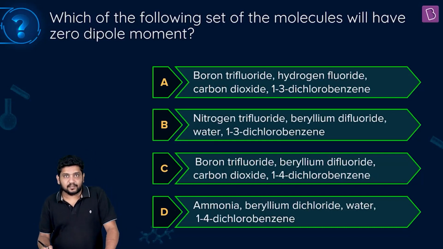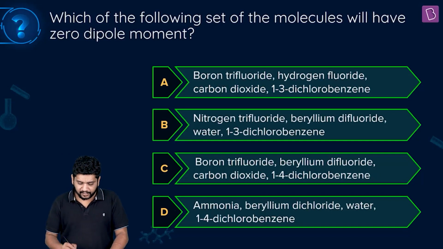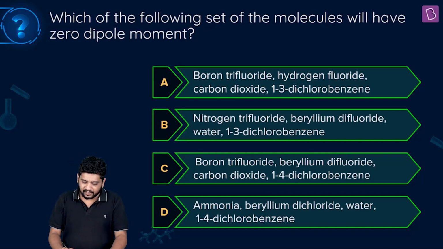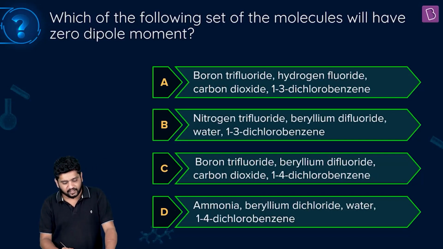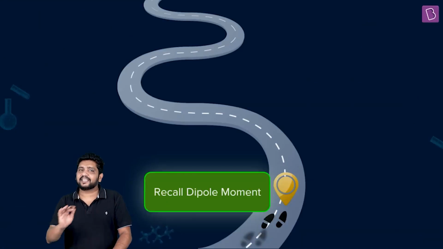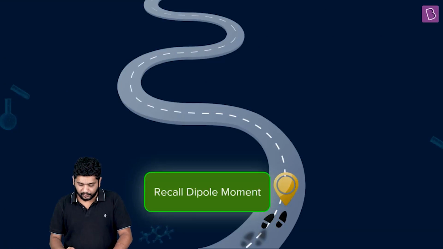If the net vector sum is a non-zero value, then we say that the molecule overall is polar, right? So let's quickly see the options given: boron trifluoride, hydrogen fluoride, carbon dioxide, 1,3-dichlorobenzene, 1,4-dichlorobenzene, and also nitrogen trifluoride somewhere down the line. We'll have to look at all of these options one by one, so I've added the images of all of these so that we can go through this quickly.